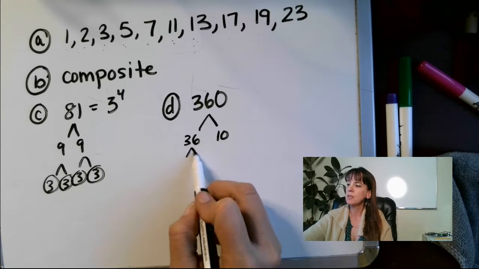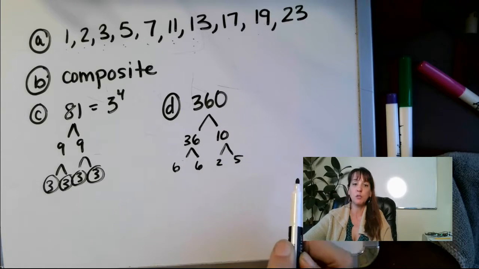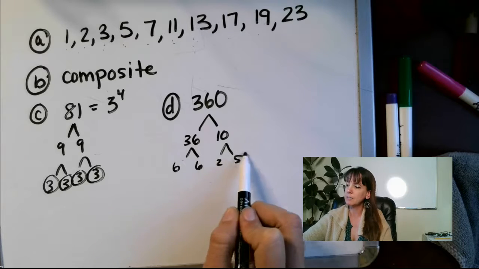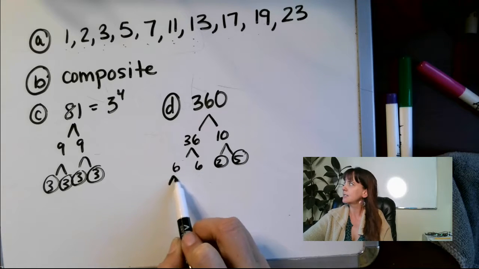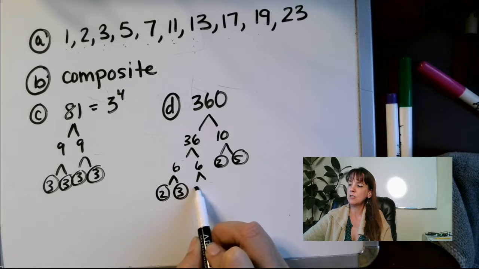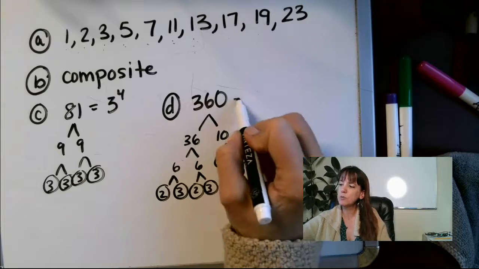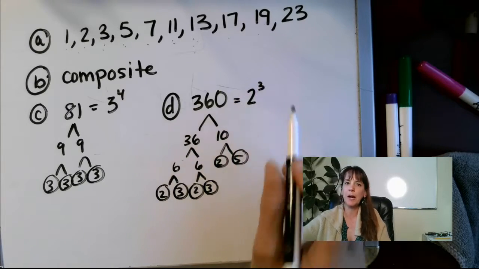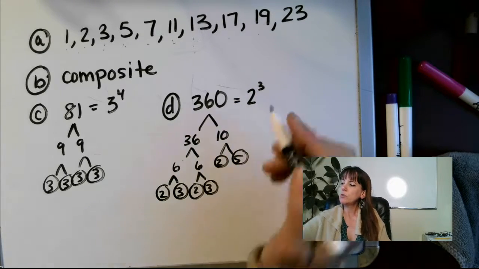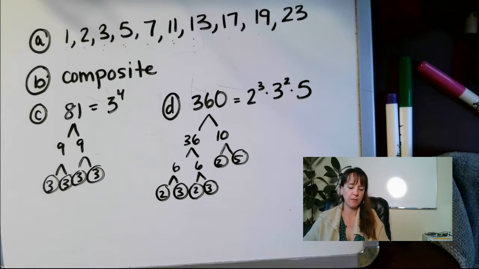That's totally fine. 36 we know is 6 times 6. 10 we know is 2 times 5. 2 and 5 are prime; go back and look at our list. 6 is not prime. It's 2 and 3. Those are both prime. And 2 and 3. So guys, we have 1, 2, 3 2s, so it's 2 to the third power. And then we have 1, 2 3s, so 3 to the second power times 5. Hopefully that helps.